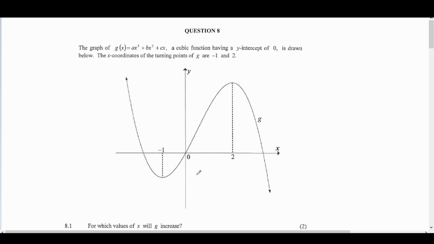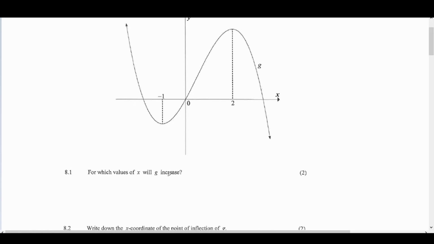So for which values of x will G be increasing? It will be increasing from minus 1 to 2. So it's the x values where x is greater than minus 1 and less than 2. Straightforward, easy 2 marks.